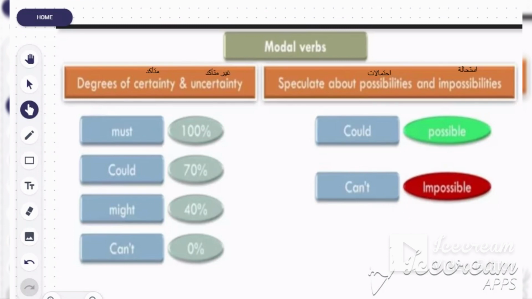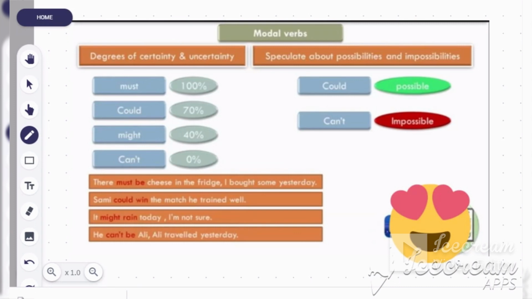Okay now I've written some sentences. Now look at the first sentence. There must be cheese in the fridge. I bought some yesterday. ليش كتبنا must be؟ لأنه I bought some yesterday. أنا متأكد there must be cheese in the fridge because I bought some yesterday. Okay. Sammy could win the match. He trained well. استخدمنا could بنسبة 70 إنه I saw Sammy was training. شفته بتدرب عشان هيك استخدمت could win.